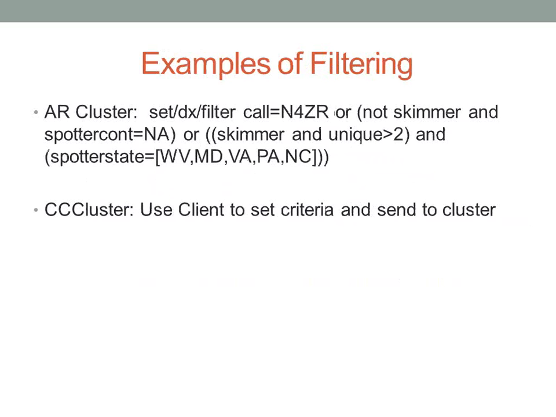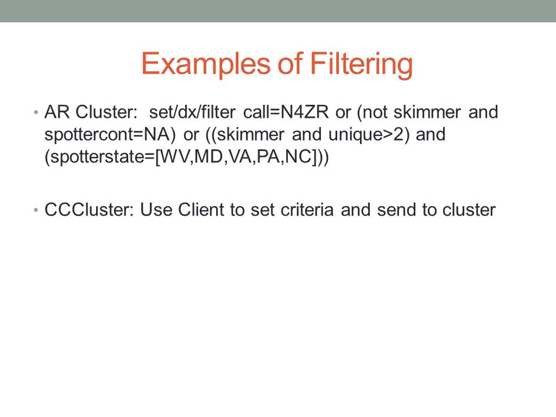Now here are some examples of filtering to reduce the number of dupes and to limit, if you will, to stations that you can probably hear. Say, for example, this AR cluster filter here is one I use. I want to see all the spots of me, and I want to see anybody who is not a skimmer on the North American continent. But if they're skimmers, I only want to see them if they are repeated at least 3 times worldwide, and if they're spotted from one of the 5 states that immediately surround me here. So you can see that narrows down and filters things a lot.